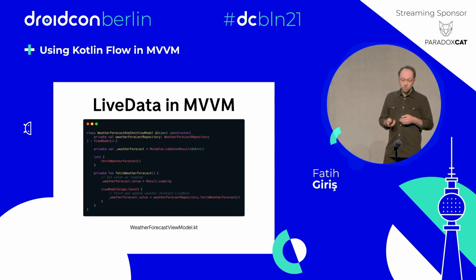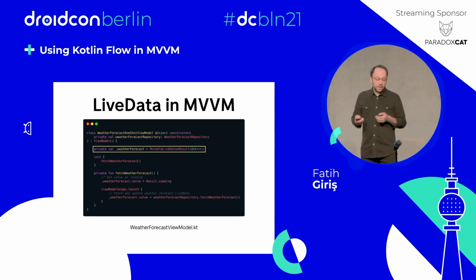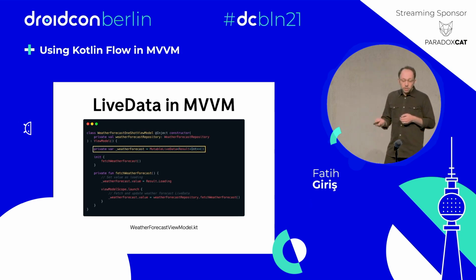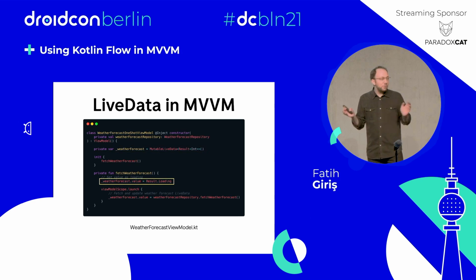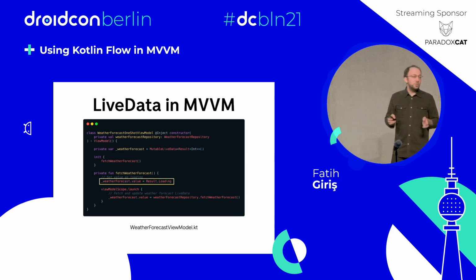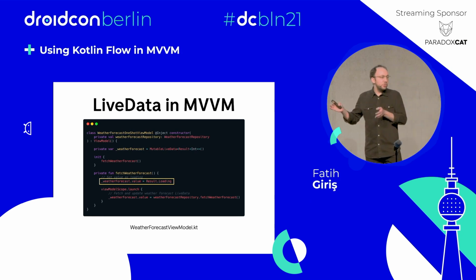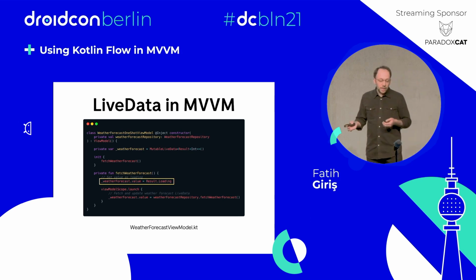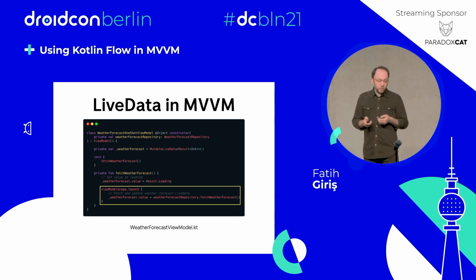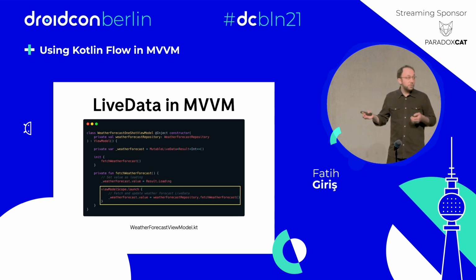And in the ViewModel, we have LiveData. As you can see, now we have LiveData in the ViewModel. And whenever you call fetch weather forecast, before that you have to send some state to the UI, some loading state, right? Because in the repository, we're not sending any loading state. So in order to tell the UI, hey, it's loading, we have to send some loading state. And then we are going to call our suspend function from the repository.